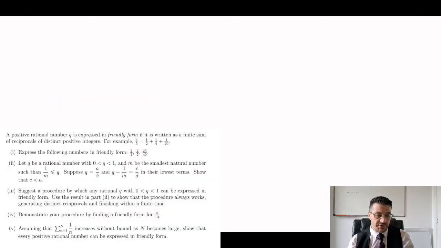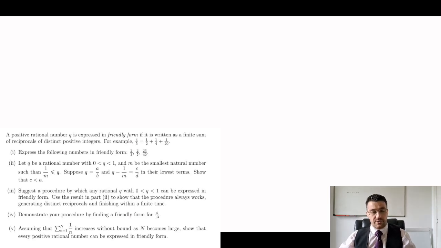So a positive rational number q is expressed in friendly form if it is written as a finite sum of reciprocals of distinct positive integers. For example, 4/5 is equal to a half plus a quarter plus 1/20.